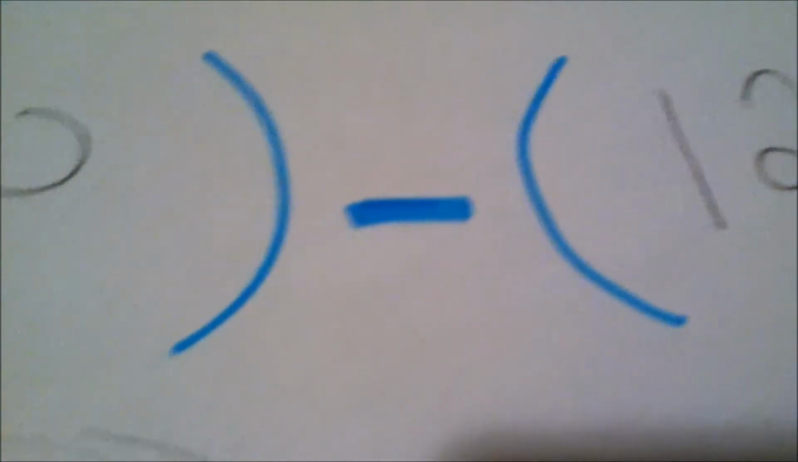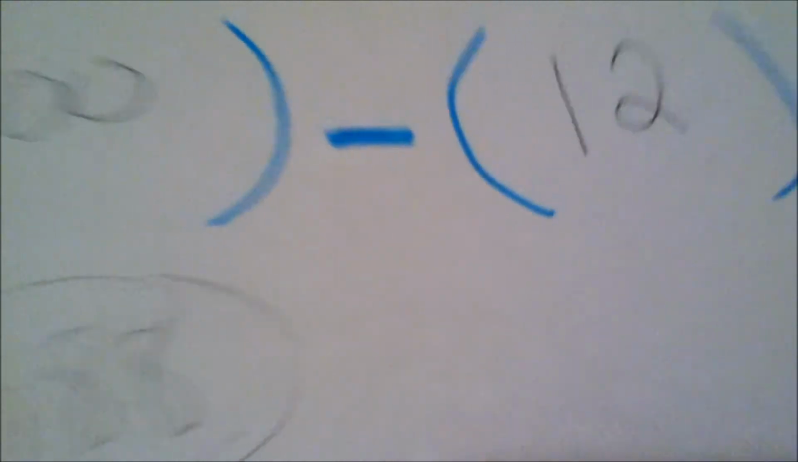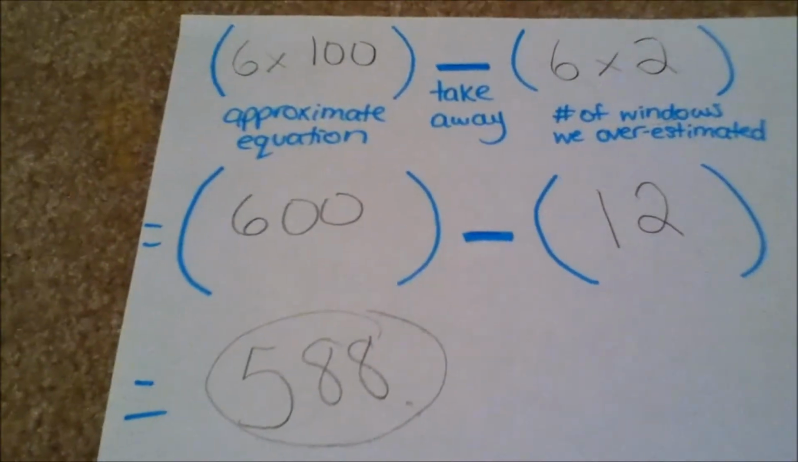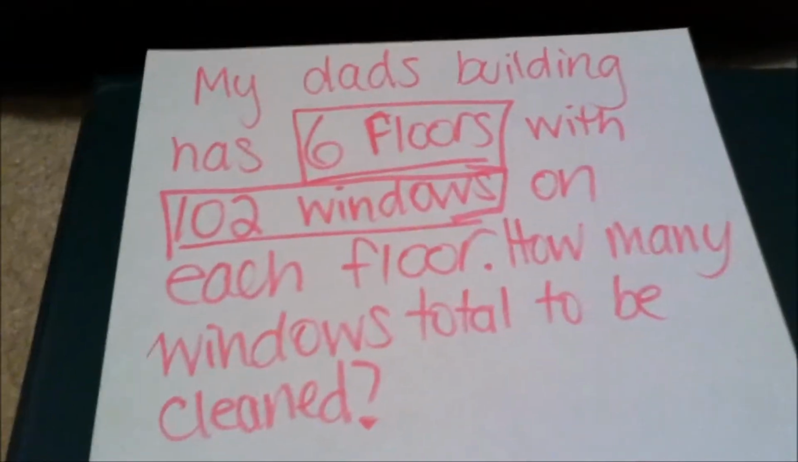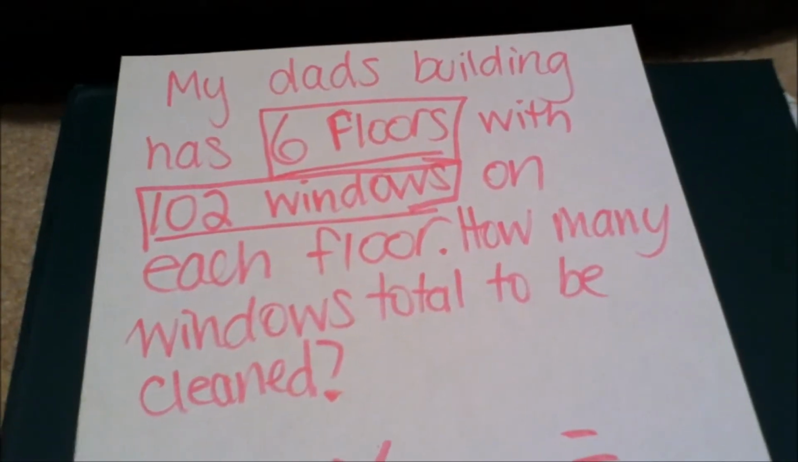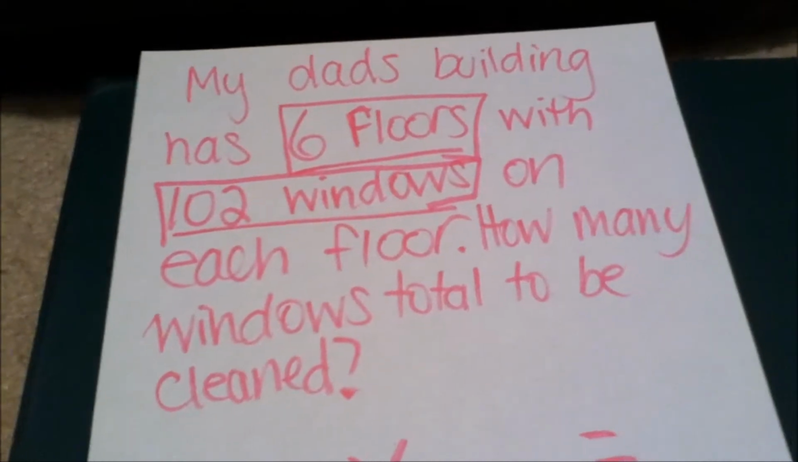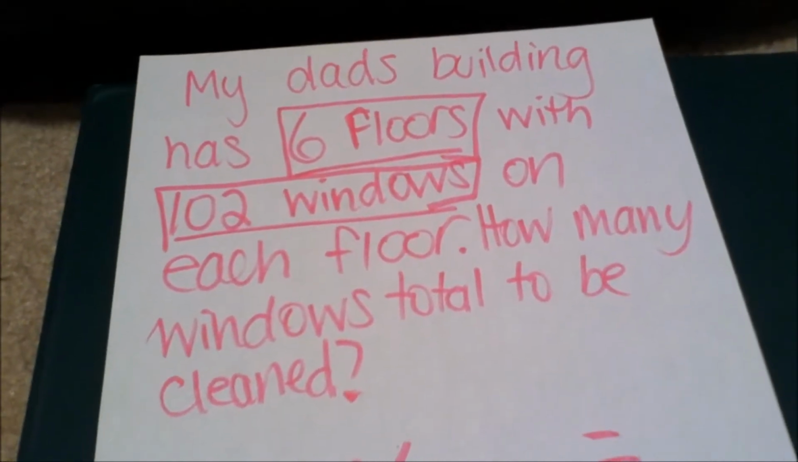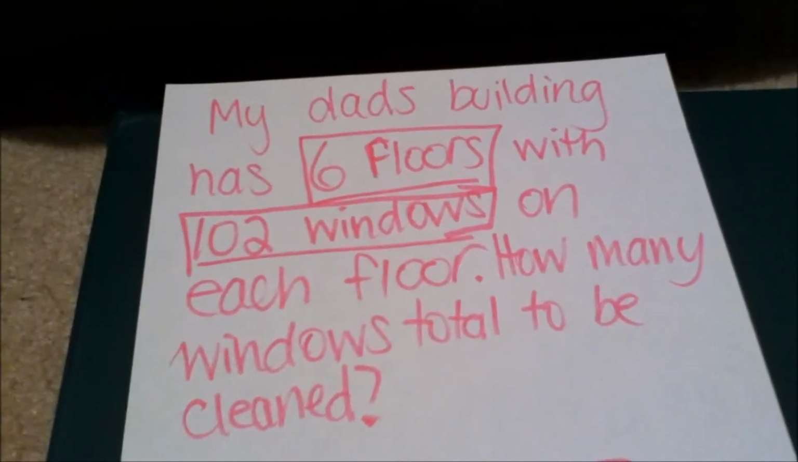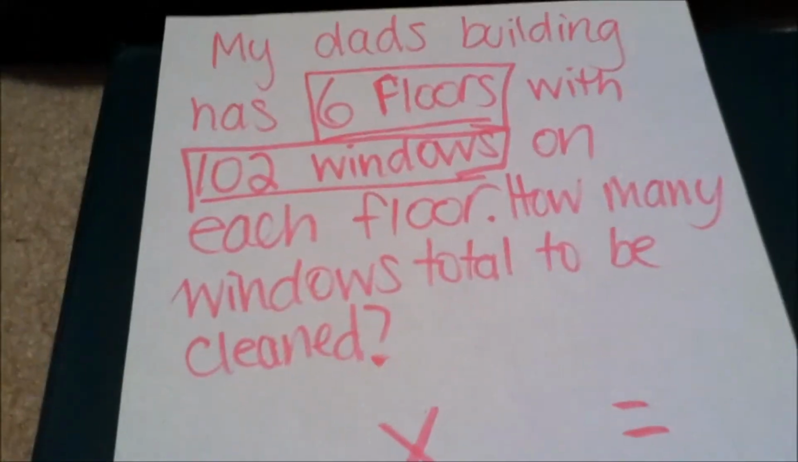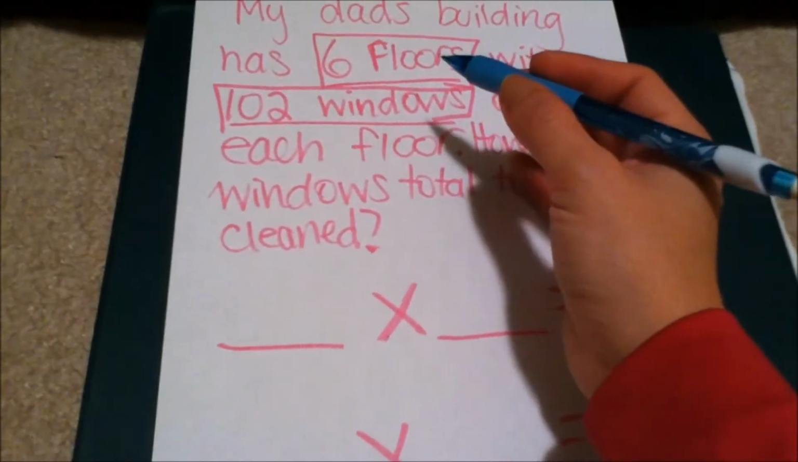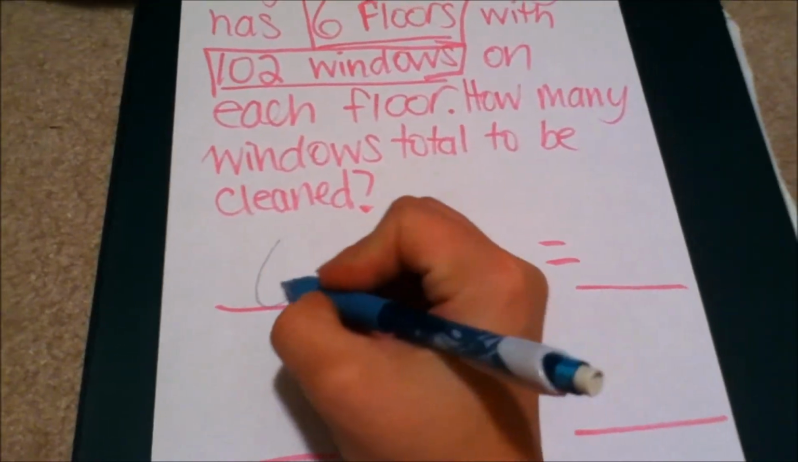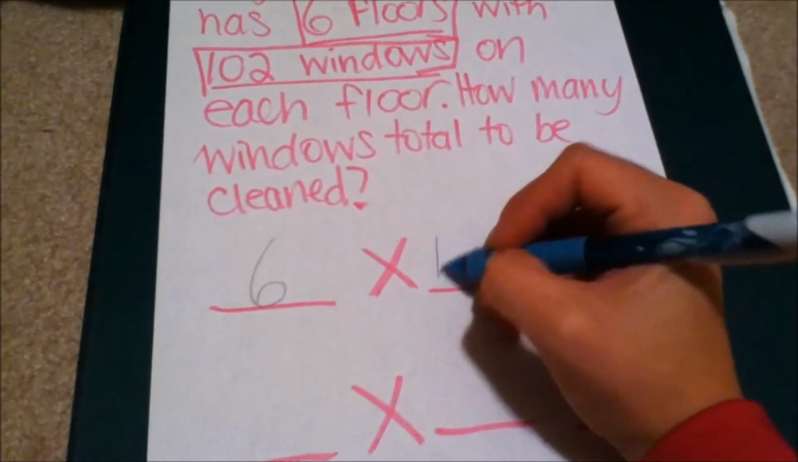In the first example, we subtracted because we had to round up by 2 to get to 100. What if the question had been that my dad's building has 6 floors with 102 windows on each floor? How many windows total would have to be cleaned? So this time we have more windows. We would be estimating down. So the actual equation, the groups are still 6. There's still 6 floors times 102.